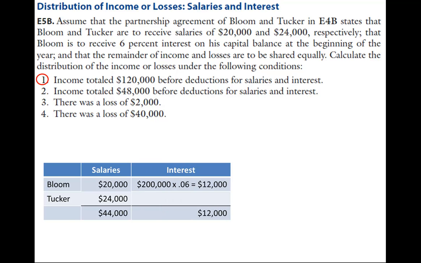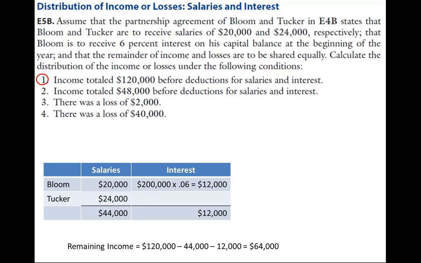Next, we calculate and distribute interest. Bloom is also to receive 6% of his initial investment, which was $200,000 as covered in E4B. So in addition to his $20,000 salary, he will also receive $12,000 in interest as a result of 6% of $200,000. At this point now, we have distributed, of the total $120,000 income, $56,000.